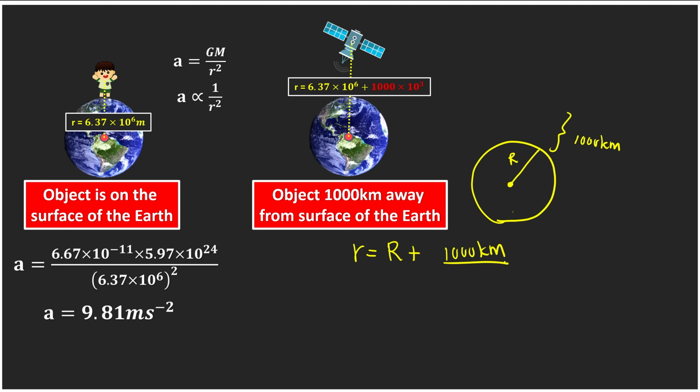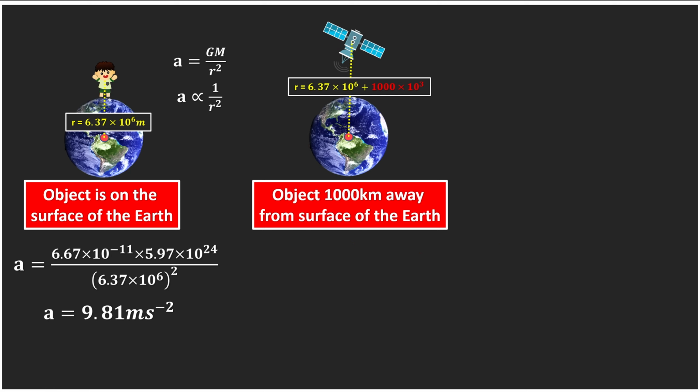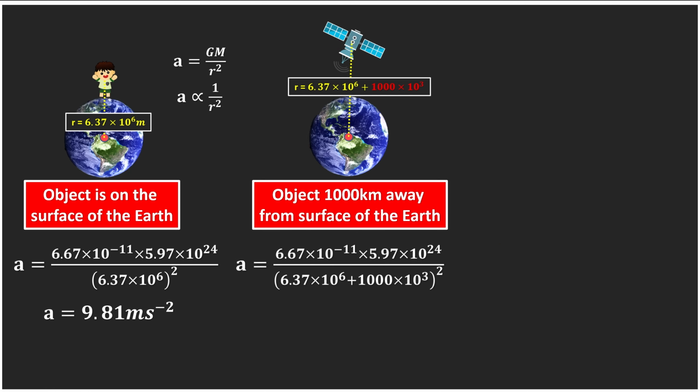So the 1,000 kilometers will be converted to the SI unit, which is meters. So kilometers to meters, times 1,000. This is why we times 10 to the power of 3. So by doing this, we can just plug in all the constants and we get the gravitational acceleration of 7.33. Trust me, you must press the calculator by yourself so that you build muscle memory for this kind of question. It seems to be very easy, but this is the part where you will mess up most of the time.